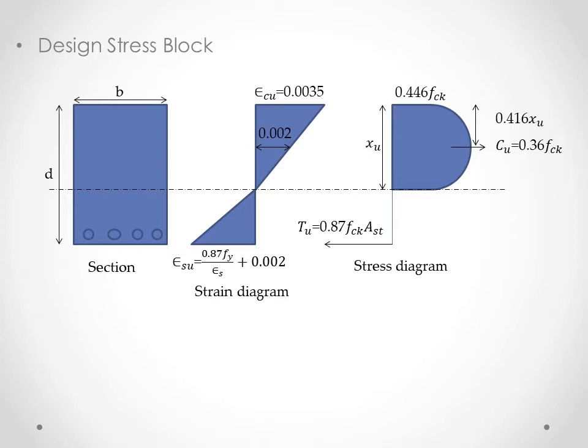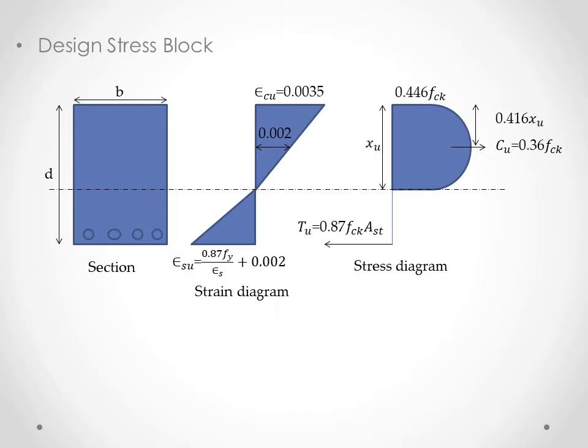Here there are two stresses, compressive stress and tensile stress. Compressive stress value is 0.36 FCK and tensile force value is 0.87 Fy AST, where FCK is the characteristic strength of concrete and AST is the area of steel provided. In this module, it will be mostly about using XU. XU is the neutral axis depth of a rectangular beam.